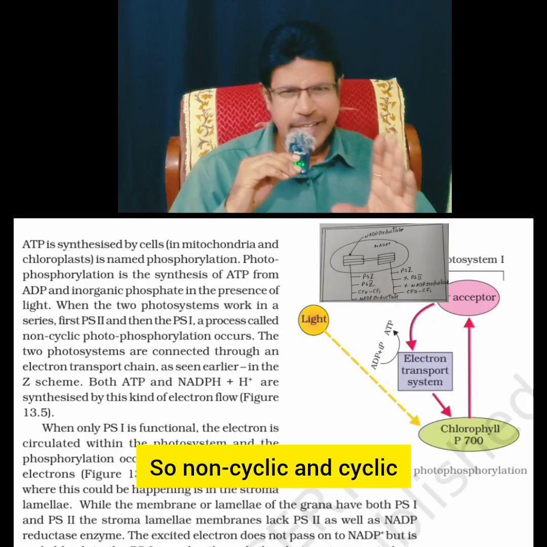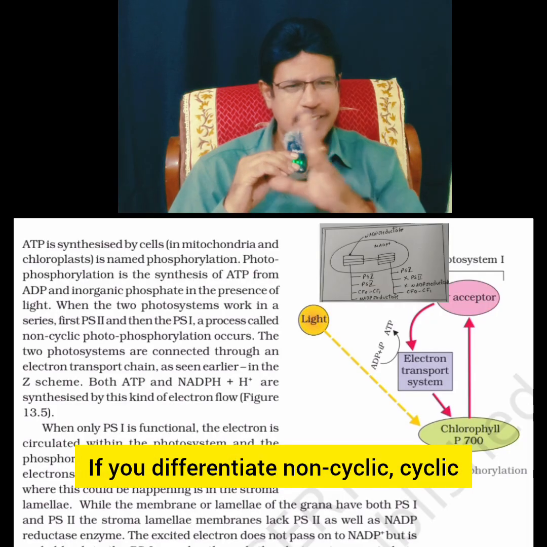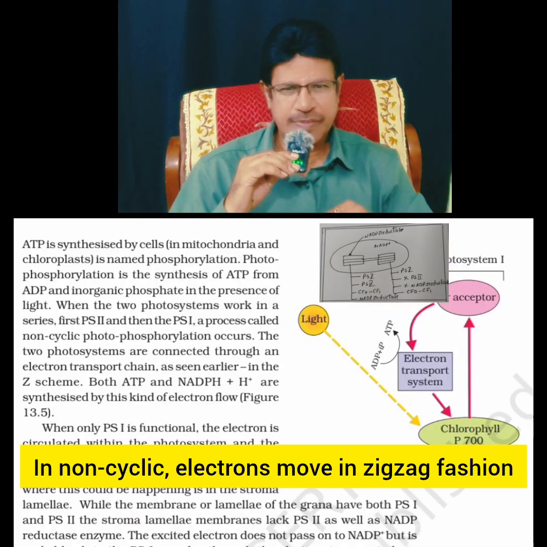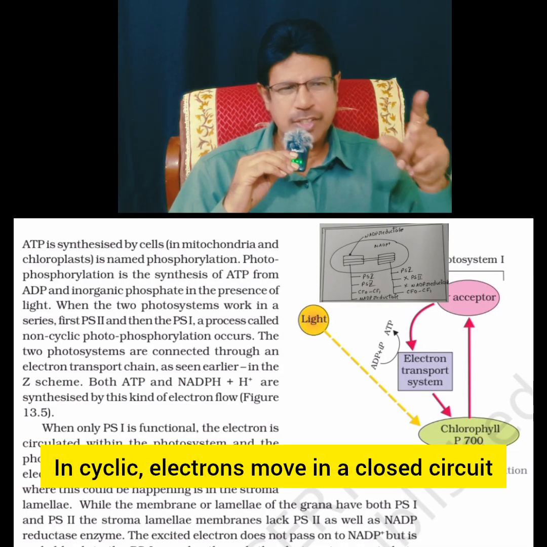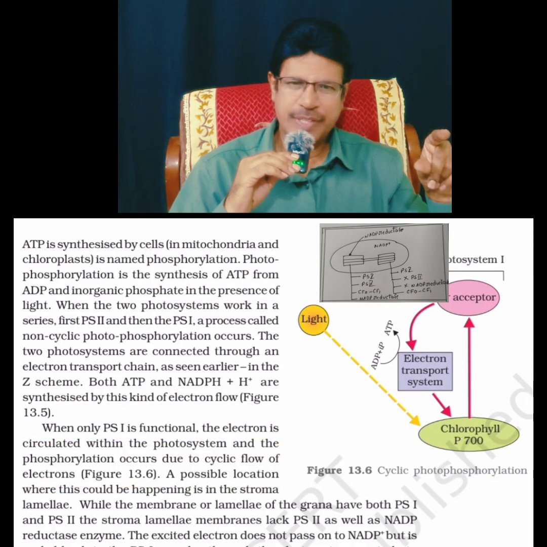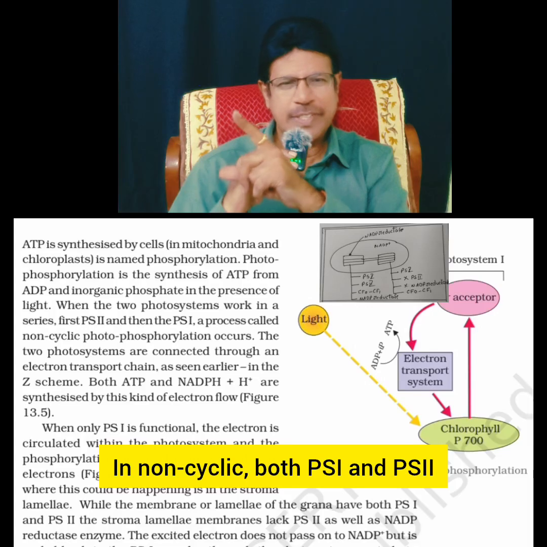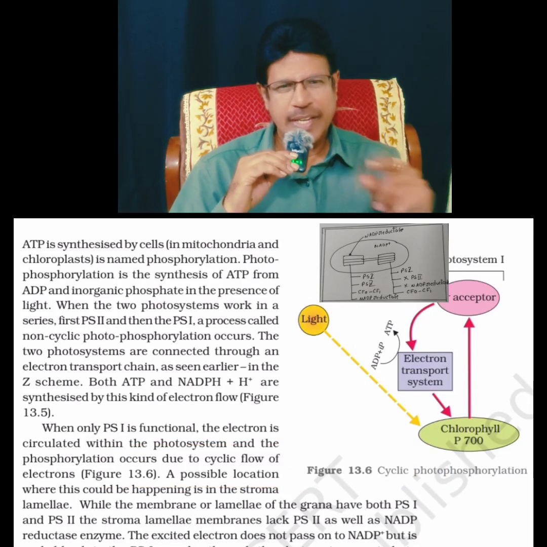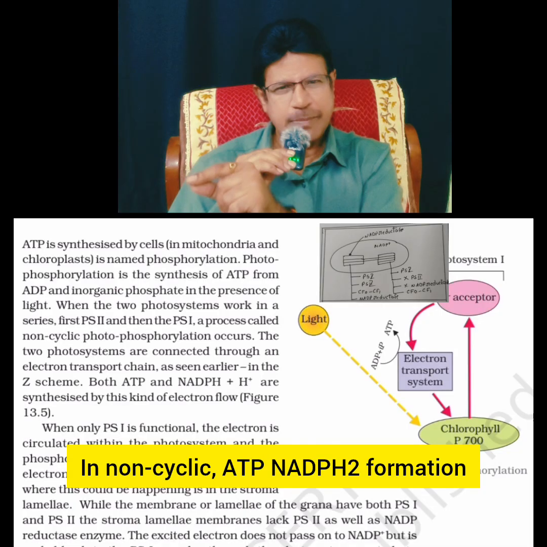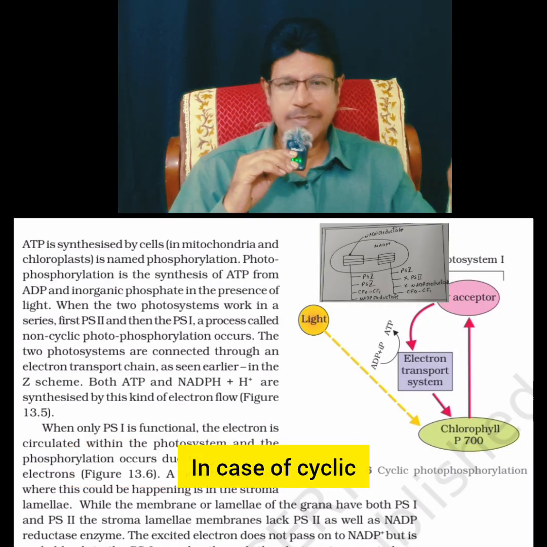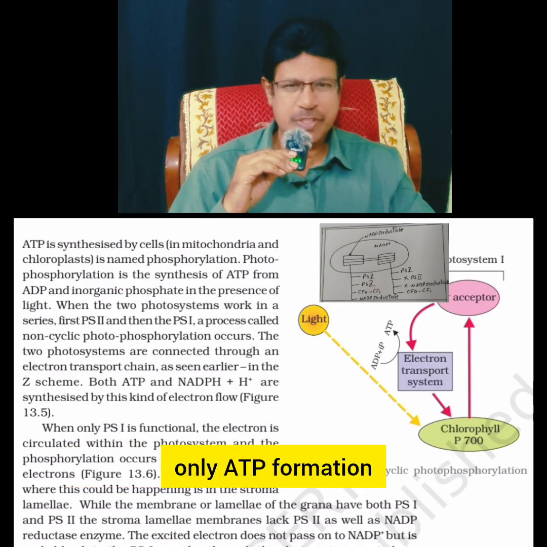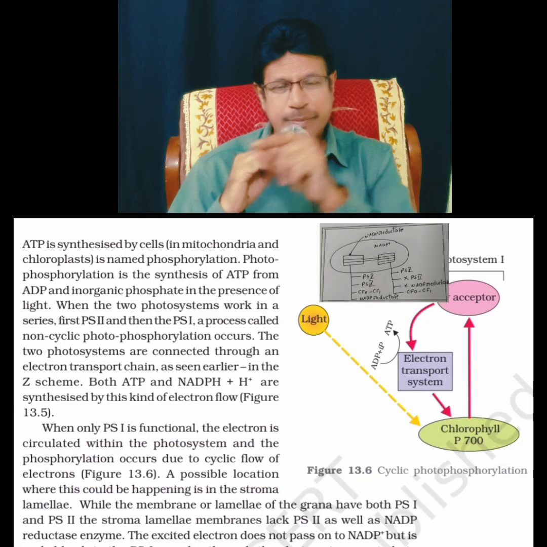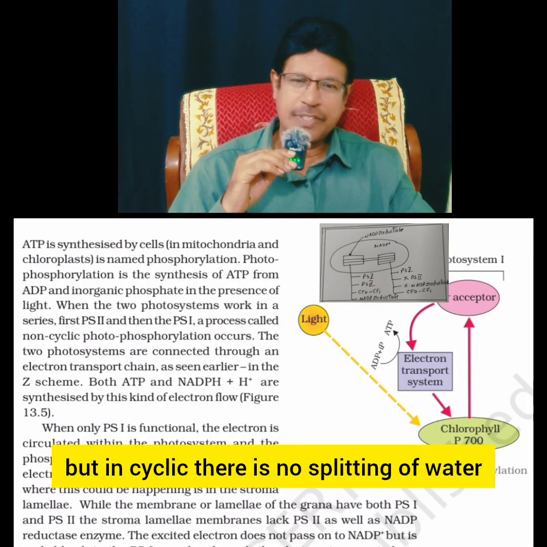So, if you differentiate non-cyclic and cyclic: in non-cyclic, electrons move in a zigzag fashion; in cyclic, electrons move in a closed circuit. In non-cyclic, both PS1 and PS2; in cyclic, only PS1. In non-cyclic, ATP and NADPH2 formation; in cyclic, only ATP formation. In non-cyclic, splitting of water occurs, but in cyclic, there is no splitting of water.